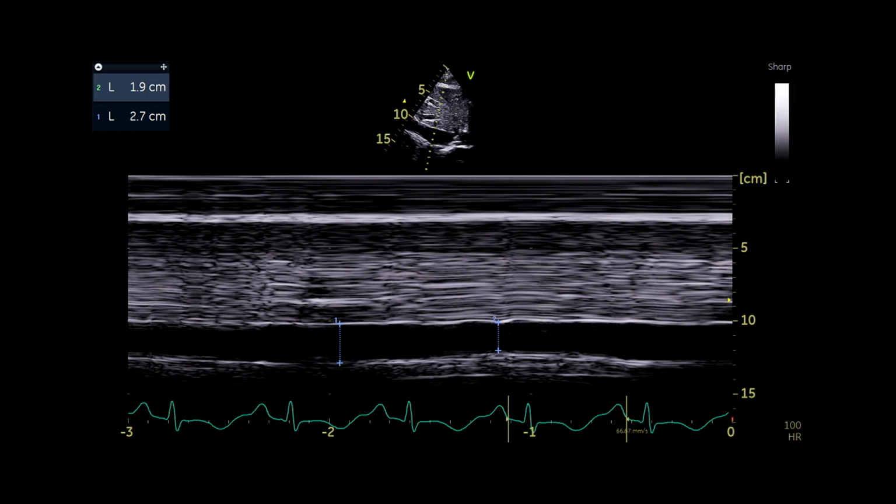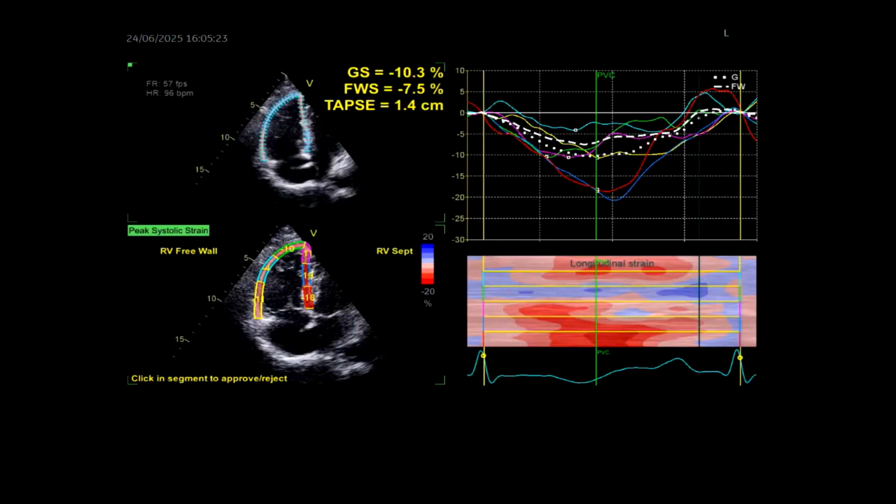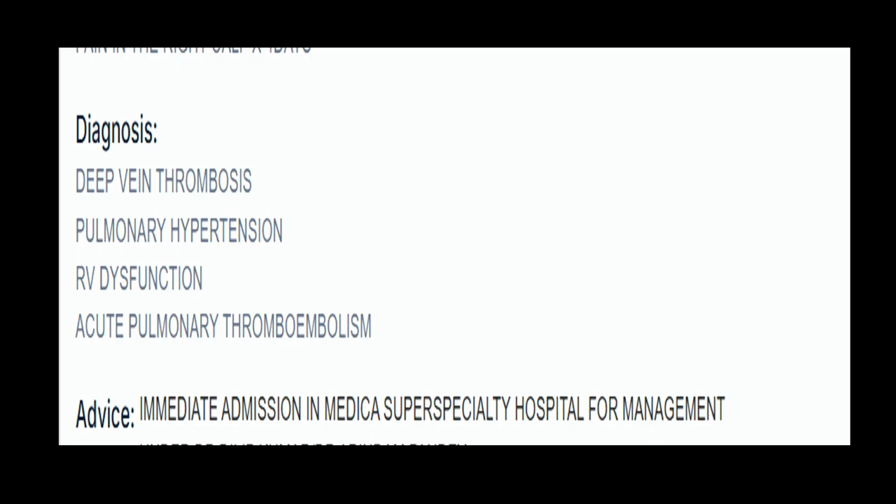And in this same patient, you can see the IVC is dilated about 27 millimeters with reduced collapsibility, suggesting fluid overload. So the RV strain was also taken, which is again compromised. The global strain is 10.3 and the free wall strain is 7.5. So the final diagnosis of this patient was a deep vein thrombosis with pulmonary hypertension, RV dysfunction, suggestive of acute pulmonary thromboembolism.